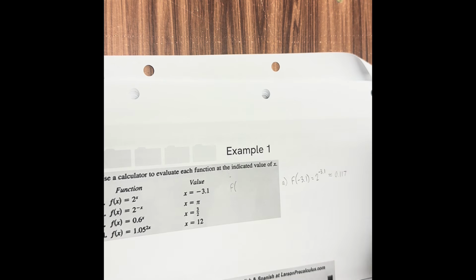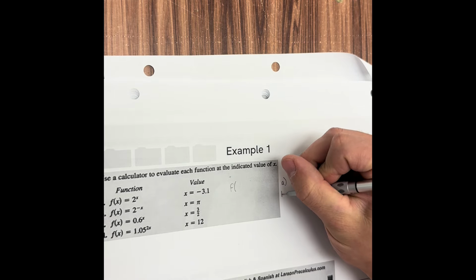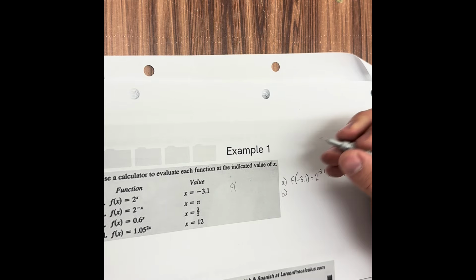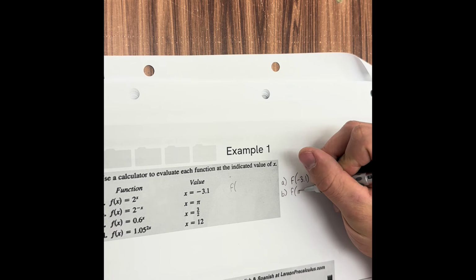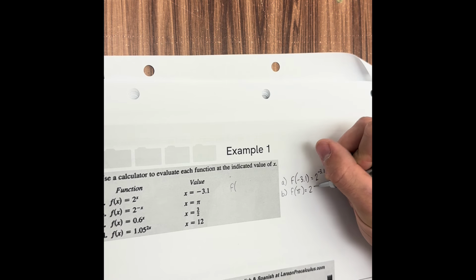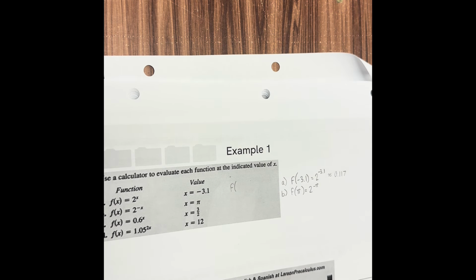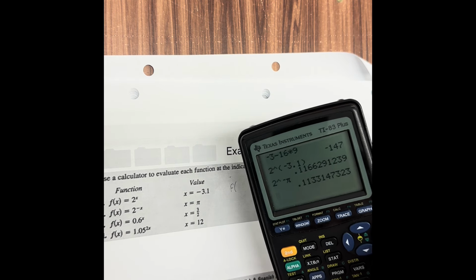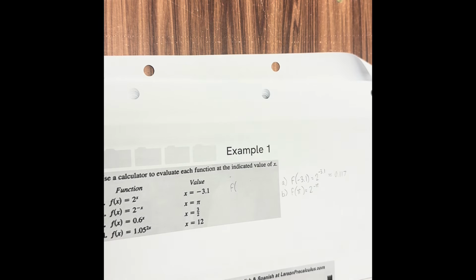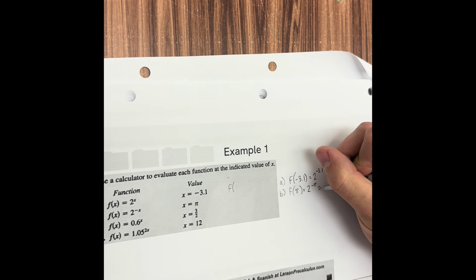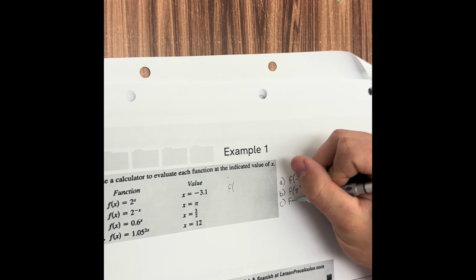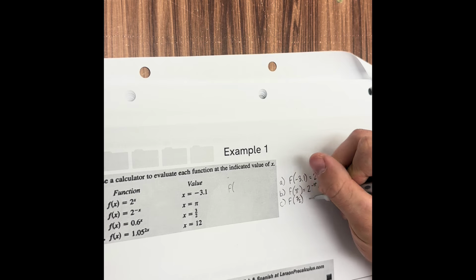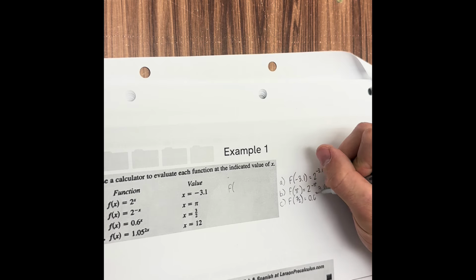All right. Now, letter B. This is going to work the exact same way. And we'll go through each one at a time. So f of, this time we're plugging in pi, f of pi equals 2 to the power of negative pi. Again, type that into our calculator, 2 to the power of negative pi. Even if I type that in without parentheses, this one is going to work fine. All right, so we would get 0.113. Letter C, f of 3 halves equals 0.6 to the power of 3 halves.